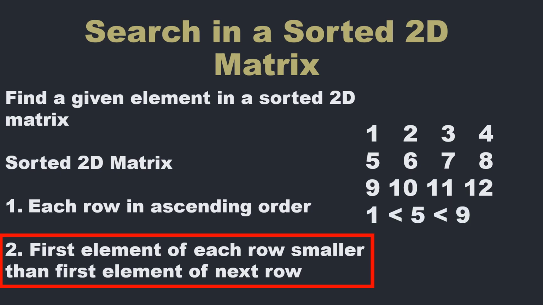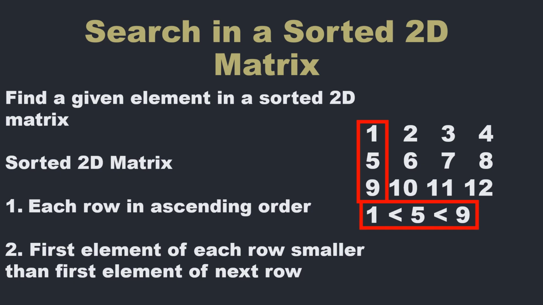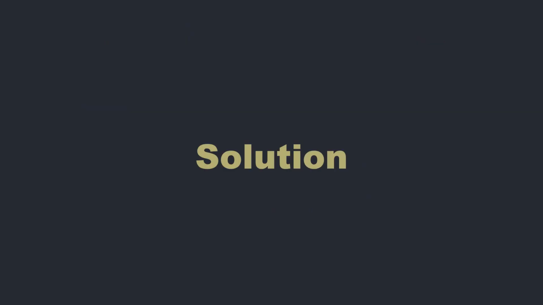You can also check that this matrix satisfies the second condition. The first element of the first row, which is 1, is smaller than the first element of the second row, which is 5, and so on. I hope you understand what a sorted matrix is. Let's dive into the solution.